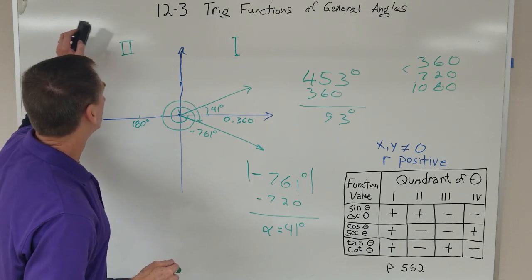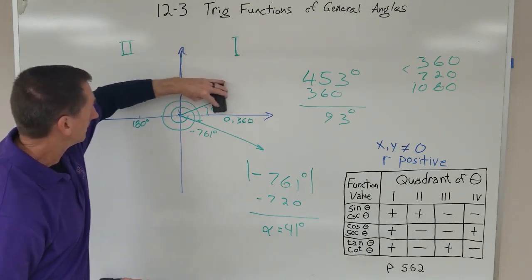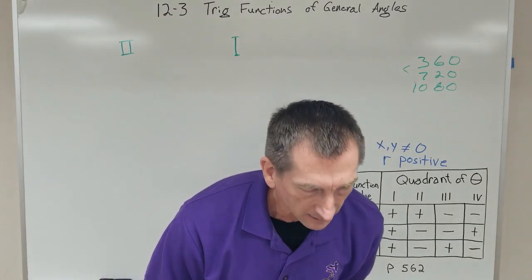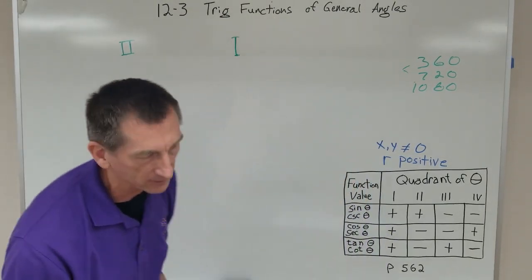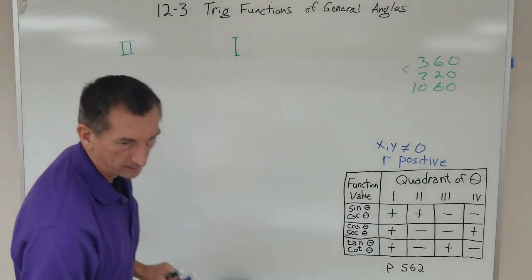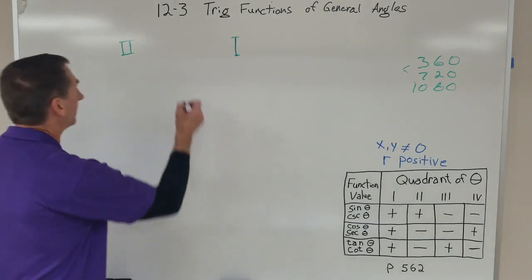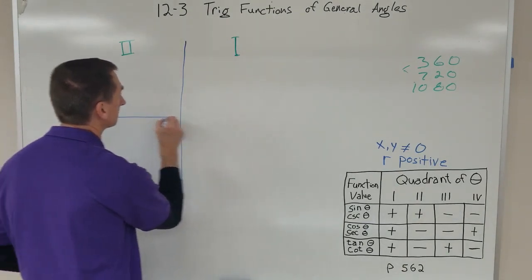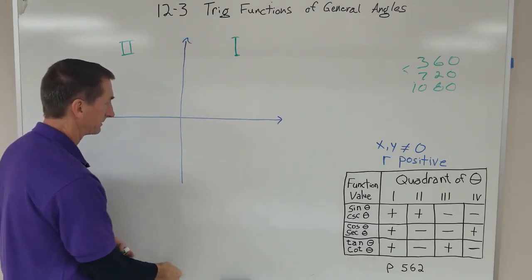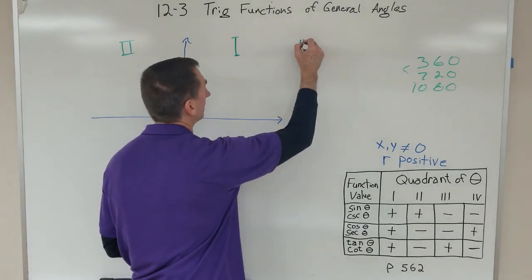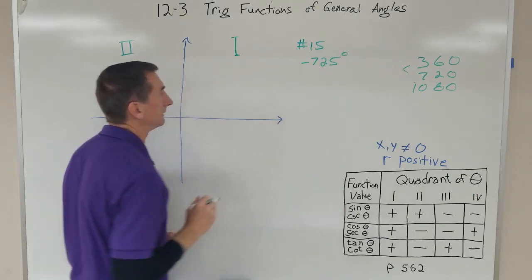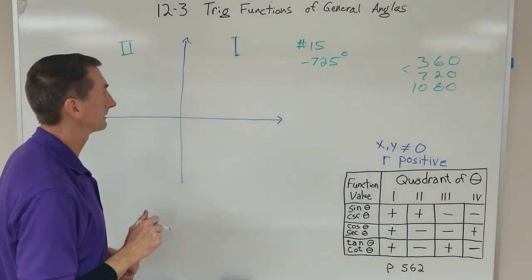Okay, so let's take a look at a problem from the book. Excuse me here while I look at problem number 15. Problem number 15 asks you to find the reference angle if alpha equals -725. Okay. Very similar to what we just did. So for this number 15, -725 degrees. And we're looking for the reference angle. That's what they're asking us to do.